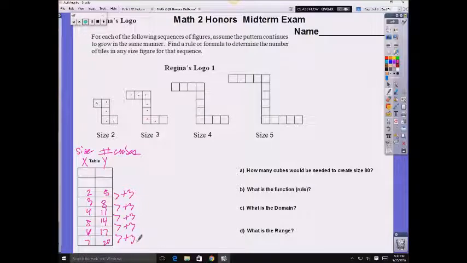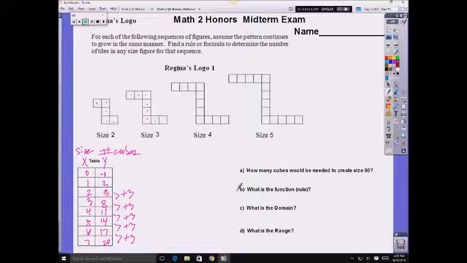You go up 2 sizes, you go up 6 cubes. So it's growing at a pretty predictable constant rate. Now, size 1 would require only 2 cubes, and size 0 would require -1 cube.